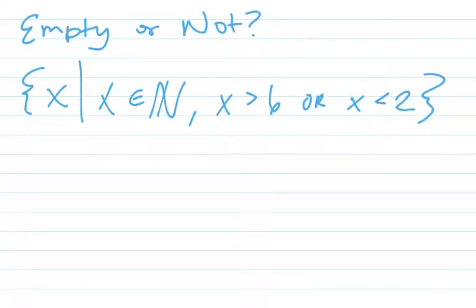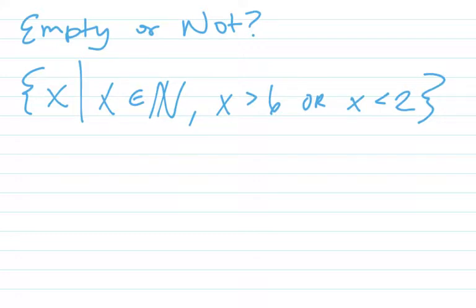So we're going to look at a couple examples and determine if it's the empty set or not. So that means, does it have any elements in it? If it does, then it's not the empty set. If it does not have any elements, then it is the empty set. So here in set builder notation, we have x's such that x is in the natural numbers and x is greater than 6 or x is less than 2.